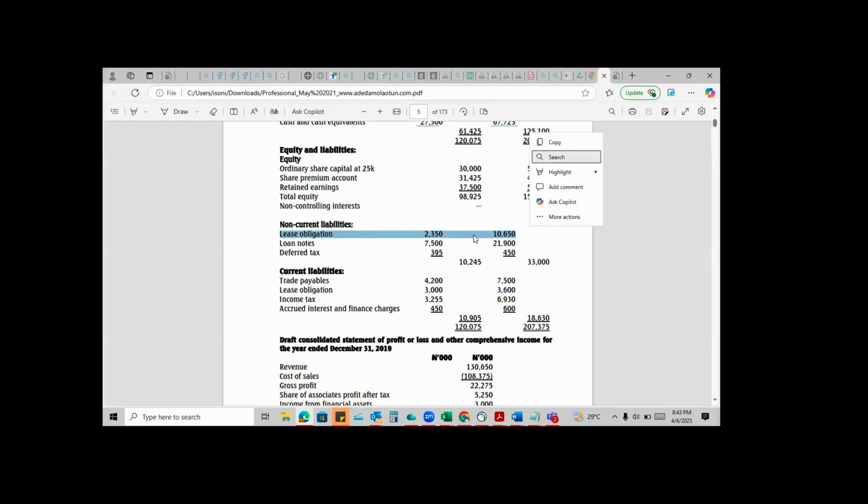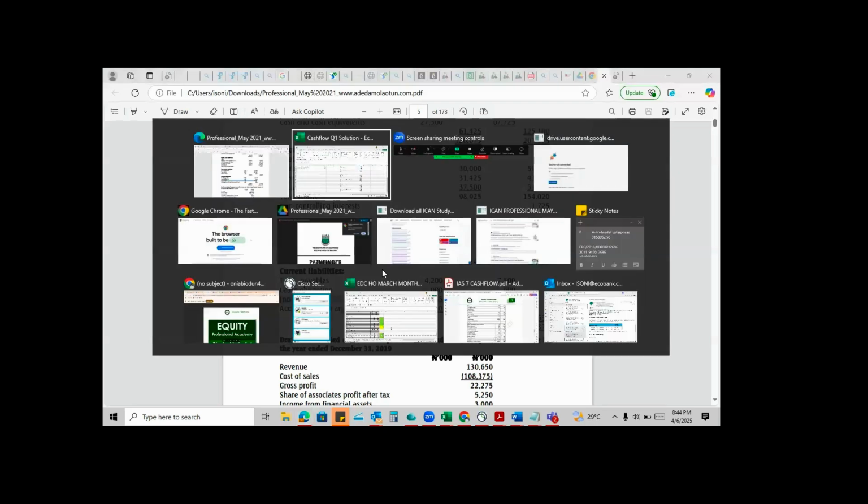Income tax as well is there. I can see my income tax. This one as well, I'm going to deal with it separately. Then I have interest and finance charges. Now this interest here, I'm sure, is linked to the loan notes as well. So I can leave this one out as well. All right, let's move on.